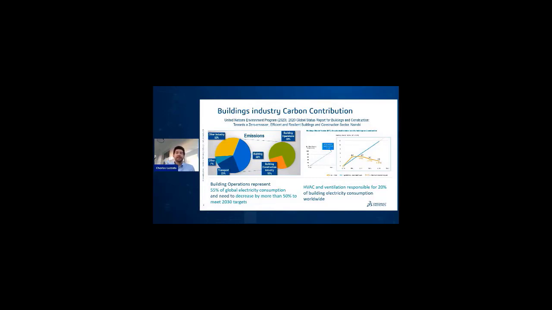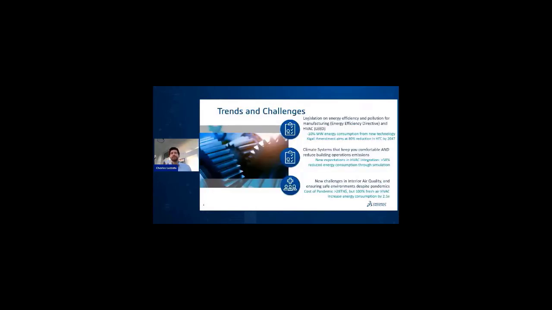Now we're going to be looking at one specific aspect of building operations and building energy consumption. If we look once again at the statistics, HVAC and ventilation are actually responsible for 20% of the worldwide electricity consumption. So it really makes sense to focus on those components and on those devices, both in the design stage for the components and in the integration in the building.